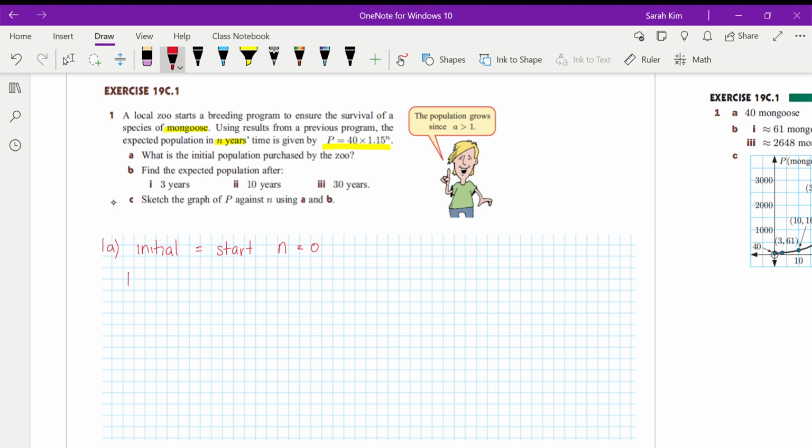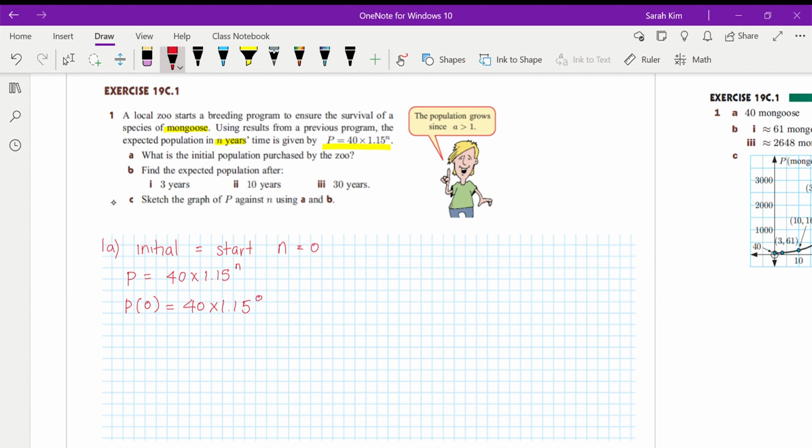My function that I got given is P equals 40 times 1.15 to the power of n. So I always like to start with writing it. And then I go substitute it into the function. So this is what P of 0 means. And then 40 times 1.15, and instead of writing n, I write the 0 in. I substitute that value in.